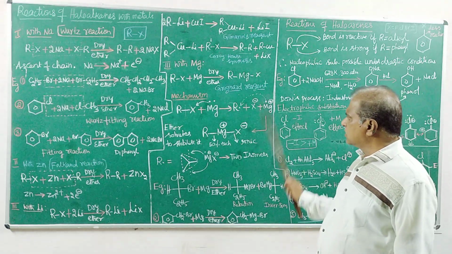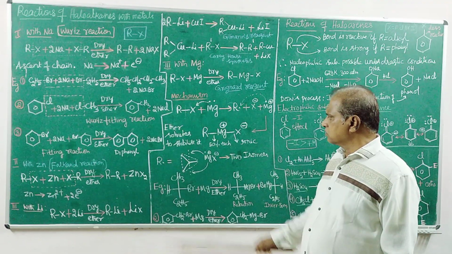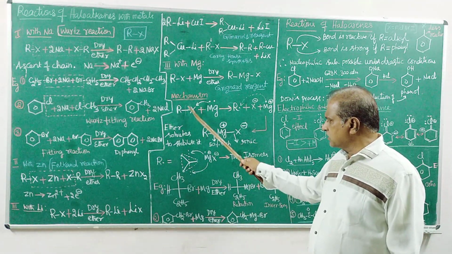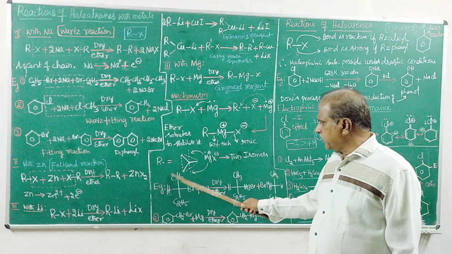And in this, what is that? This is a halide group. That is a carbon. Just like the same example, here is carbon, here is Br. The entire thing is R.